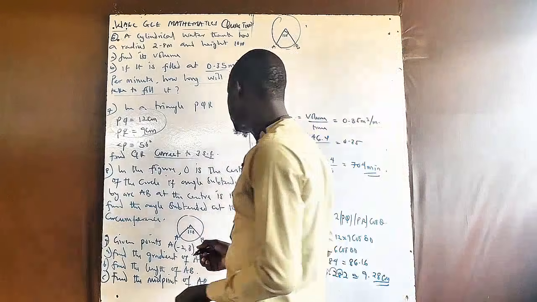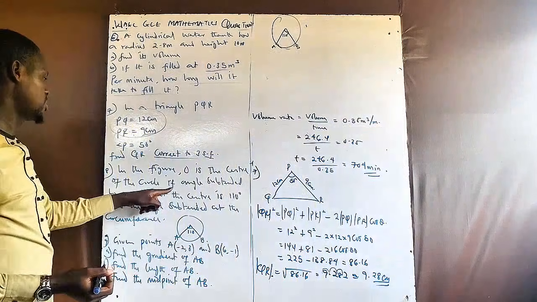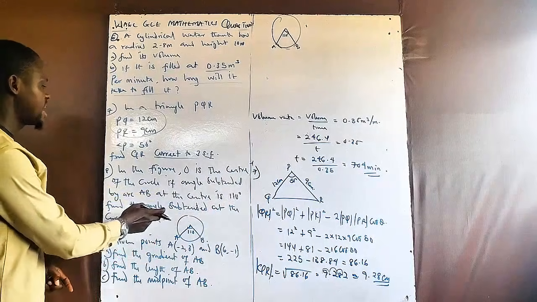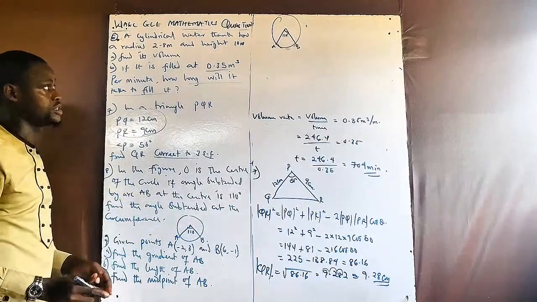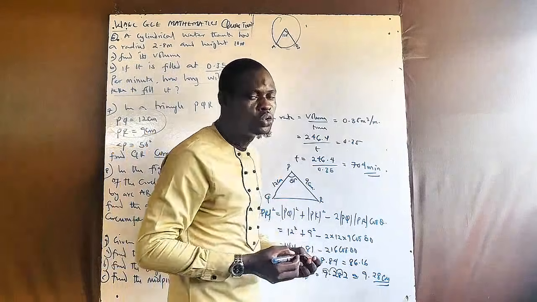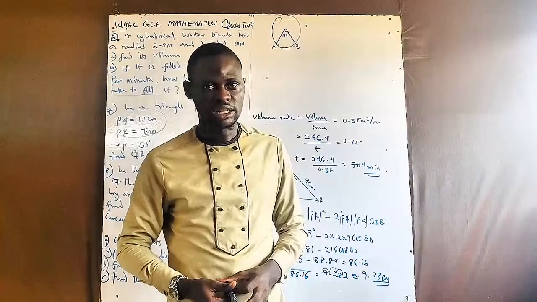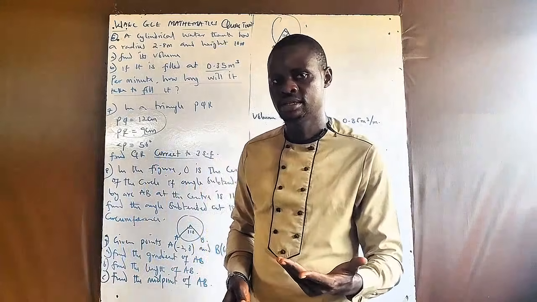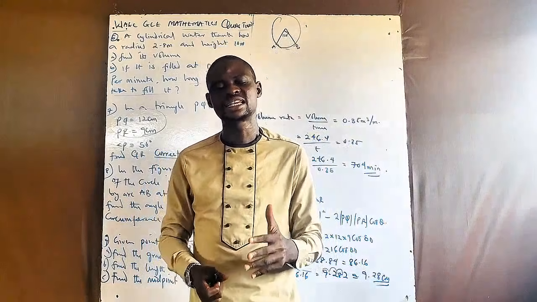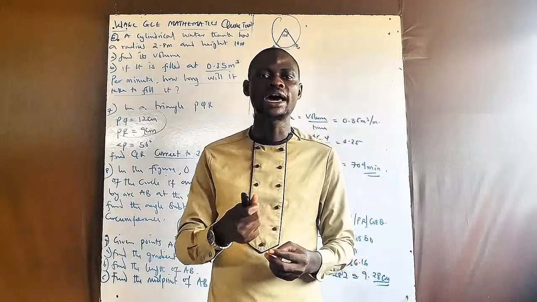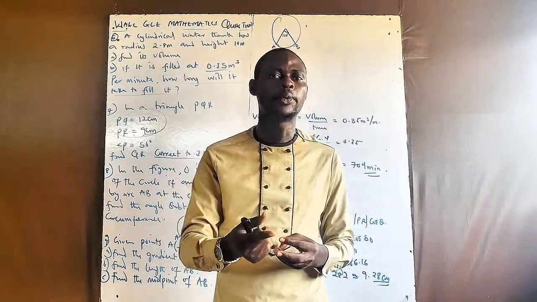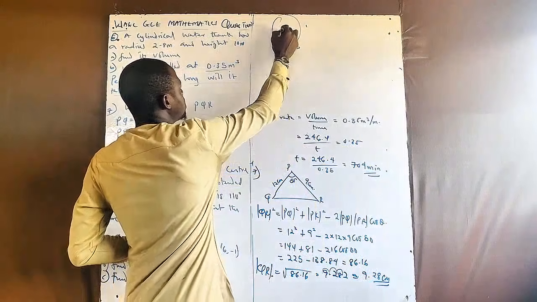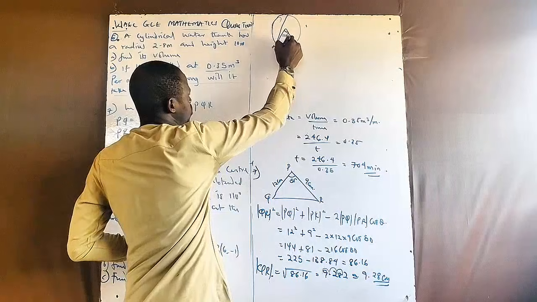If the angle subtended by arc AB is 110, find the angle subtended at the circumference. According to the rule of circle geometry, rule number 1 says that the angle subtended by an arc at the center of a circle is twice the angle at any point on the circumference. This is what we call the circumference.